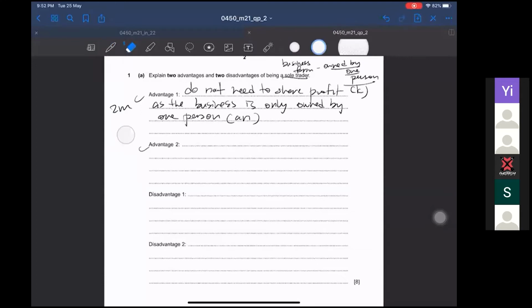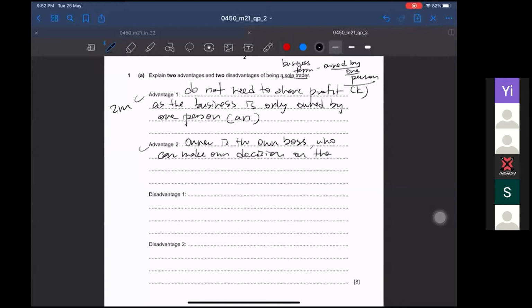Now, advantage 2. What else? For the owner, they are their own boss. Own boss means who can make their own decision. So here, own boss, own decision, this is your knowledge.